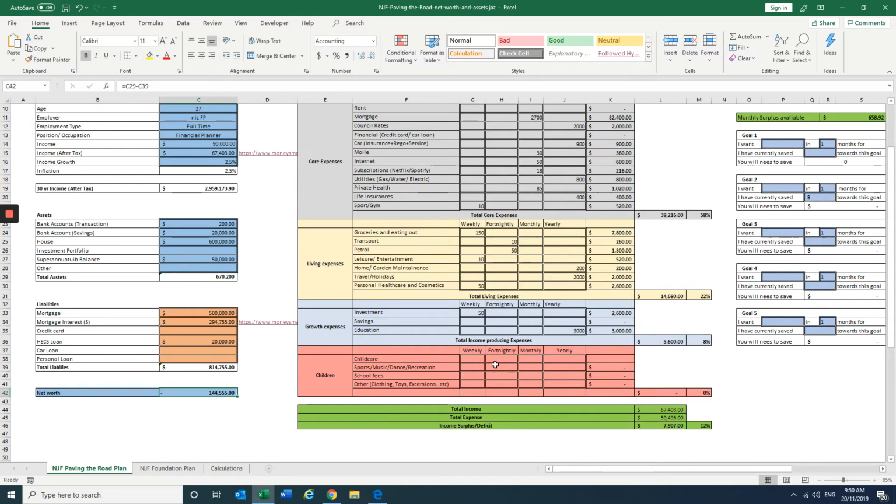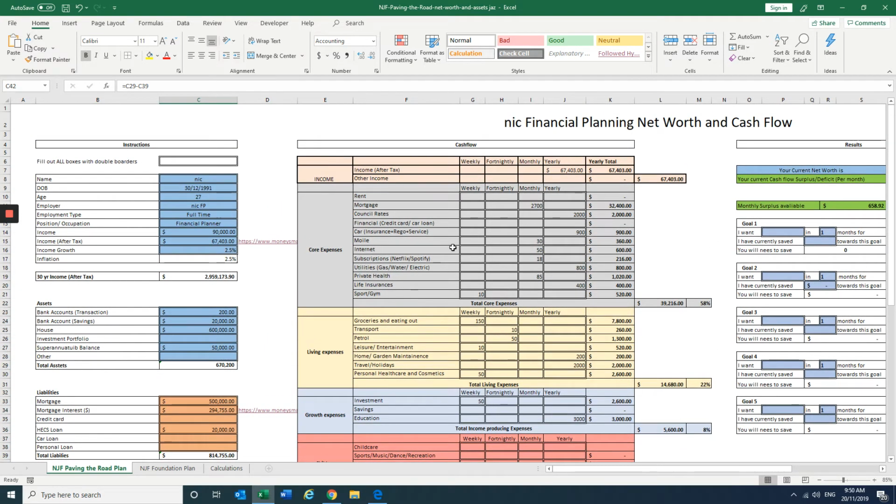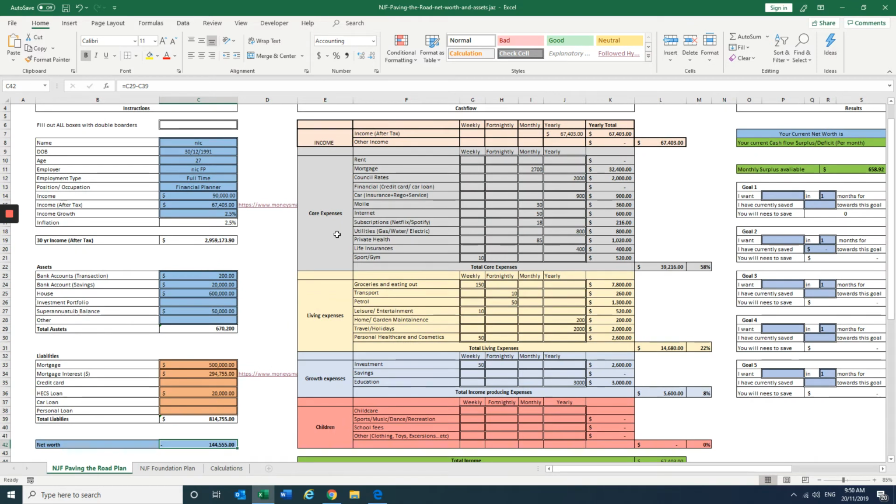Now, coming up here, I can see my income's already being taken from here and put over there, and we can see our expenses. The first expense is core expense, and these things are fixed, regular expenses, things that you need to live. Now, you can see here every one of these expenses is predictable and ongoing. So we know my mobile is going to be $30 a week. That's just what it is.